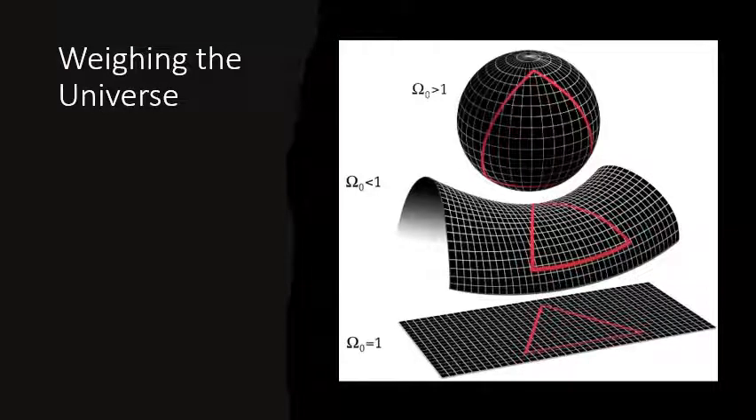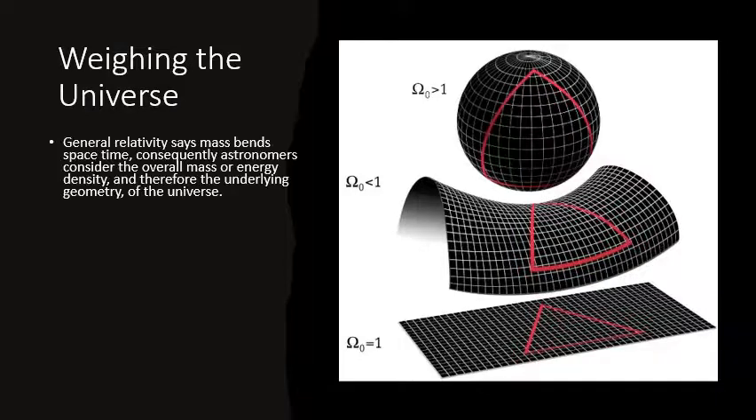Okay, so let's put this together by just sort of talking about the underlying geometry of the universe. General relativity, that's part of why MOND is such heresy, is it isn't general relativity. General relativity says mass bends space-time. So if we add up all the mass in the universe, we know how space-time is bent.